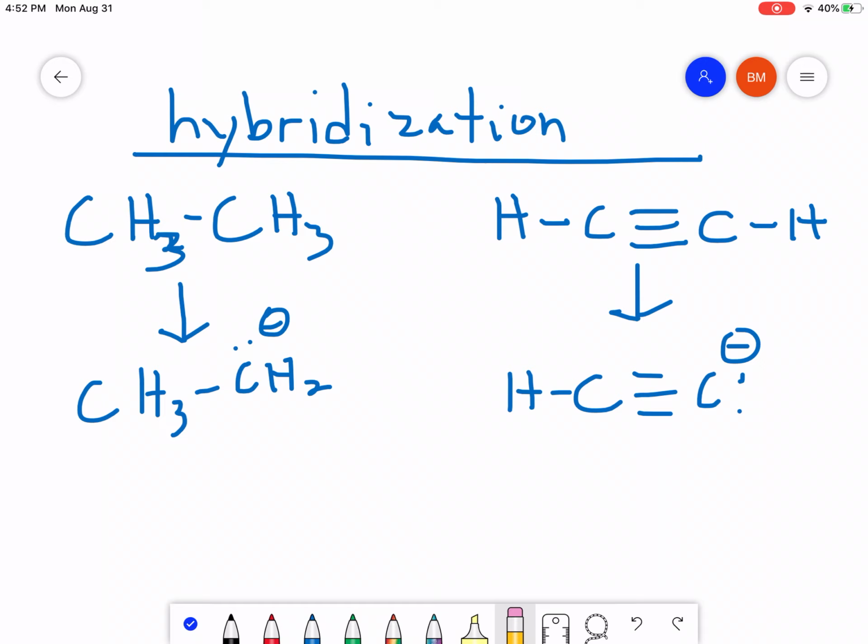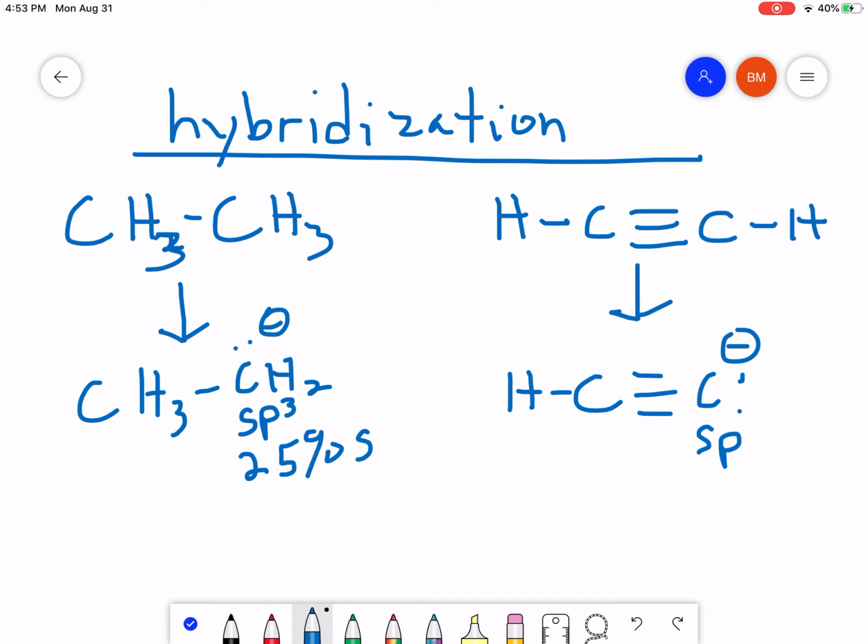Let's go ahead and assign hybridizations to each one of these negative carbons. This guy over here on the left has 4 groups around it: 1 carbon, 2 H's, and an unshared pair. We said if you have 4 groups, it's sp3. And the structure on the right, you have 1 carbon bonded and 1 unshared pair. That's 2 groups, so it's sp. If we look at S character, we already said sp3 has 25% S character.